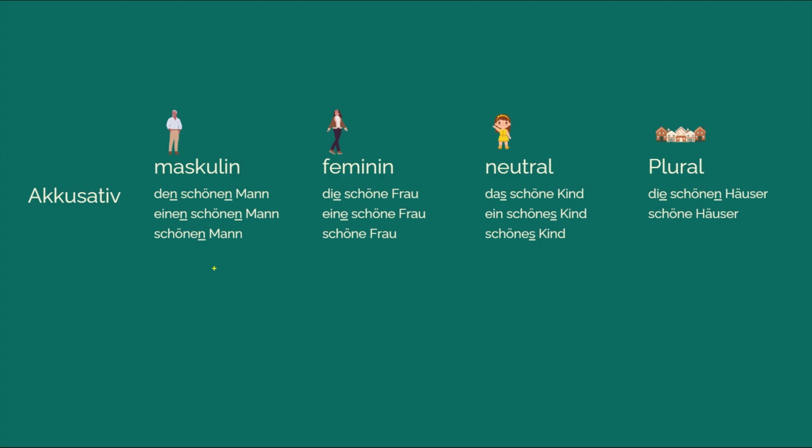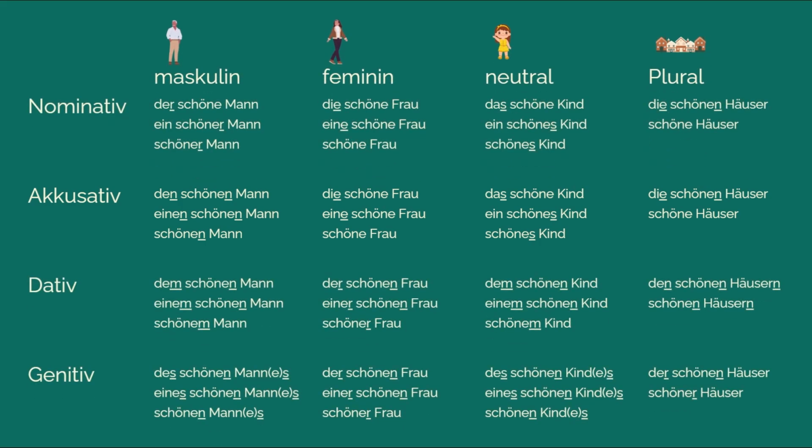So the E we can get twice. We saw that previously for the feminine. And also the N we can get twice. Twice meaning once for the article, den, and once for the adjective schönen. What we cannot get twice is the R and the S. So den schönen Mann, einen schönen Mann, and schönen Mann. The other forms we don't have to go through again because they are the same as the nominative forms. So let's go back to our full scary table now.